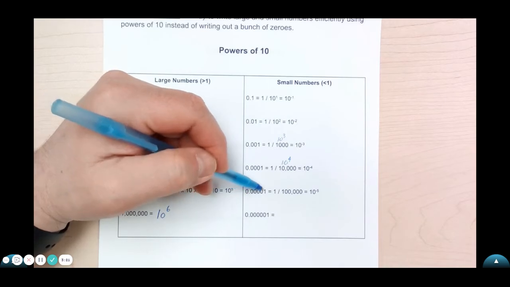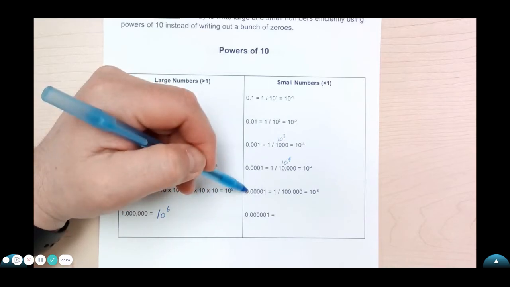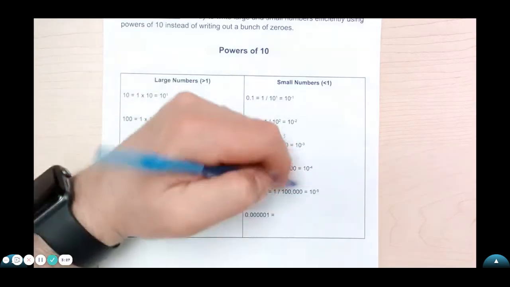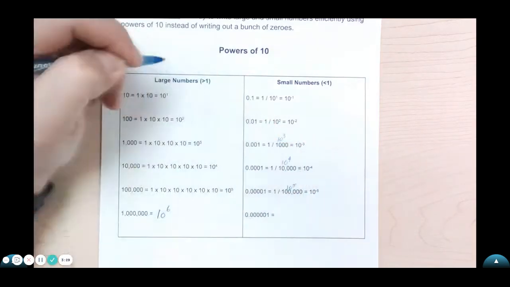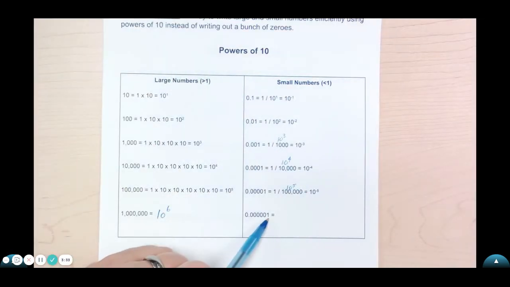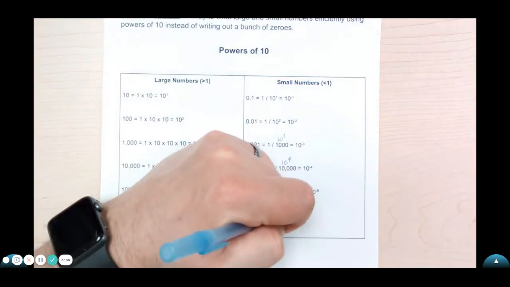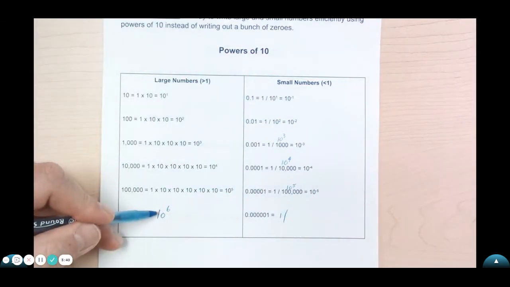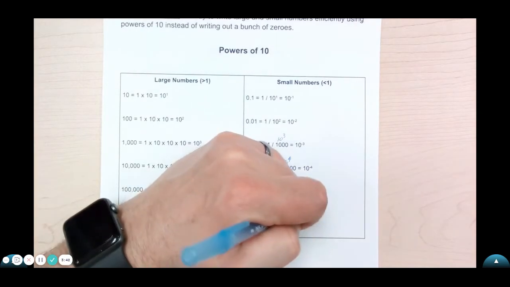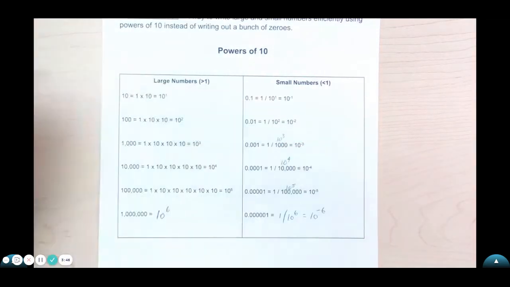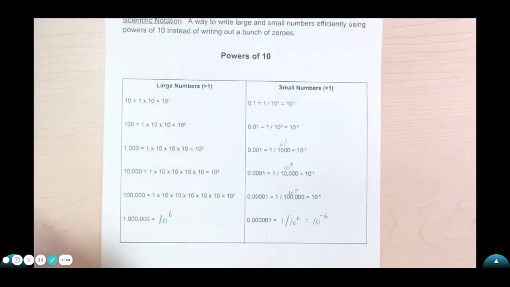One last one here. This is 1/100,000th. So it's 1 divided by 100,000, which is 10 to the fifth power. So that's 10 to the negative fifth power. Now this would be 1/1,000,000th. So it would be 1 divided by 1,000,000. Remember, 1,000,000 is 10 to the sixth power, so it's 1 divided by 10 to the sixth. Shorthand way to write that is 10 to the -6th, so on and so forth. It's a pretty easy pattern to pick up on.